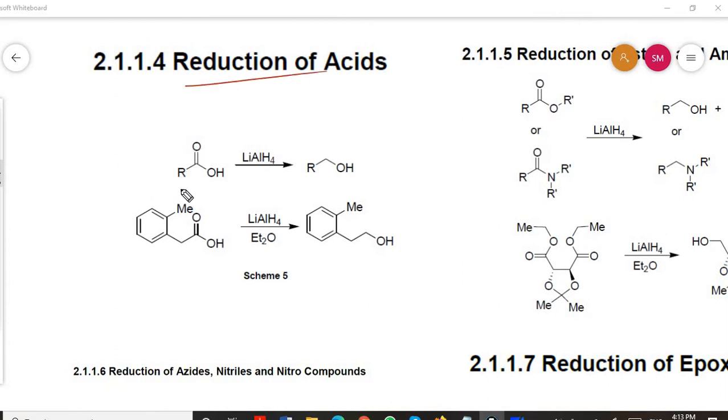In the next application we're going to see the reduction of acids. Carboxylic acids are oxygenated functional groups which can be converted into alcohols. All carboxylic acids will result in primary alcohols. So this is a specific example of the conversion of acid into the primary alcohol using lithium aluminum hydride. Here diethyl ether is the solvent.